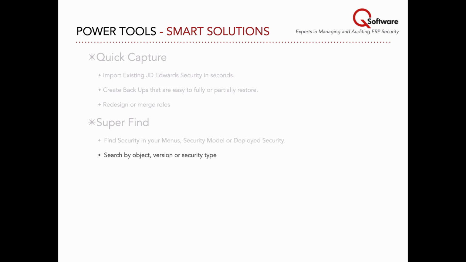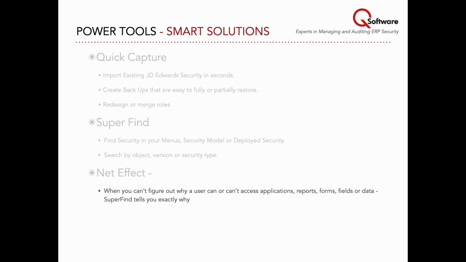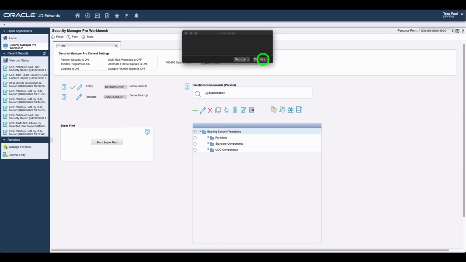Superfind is a search utility that finds security records in your menus, security model, or deployed security. You can search by object, version, or security type. And Net Effect is used to quickly determine why a user can or can't access applications, reports, forms, fields, or data. We'll start by showing you Quick Capture.